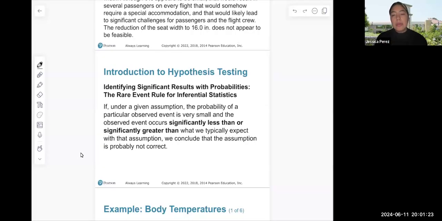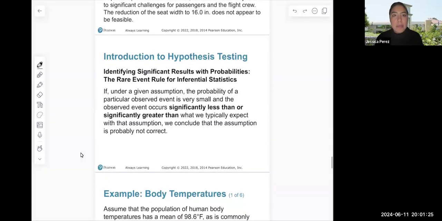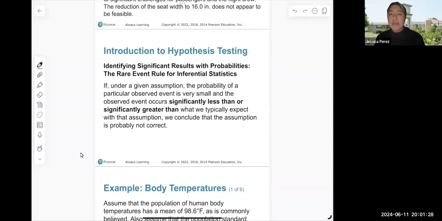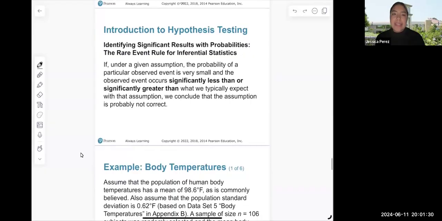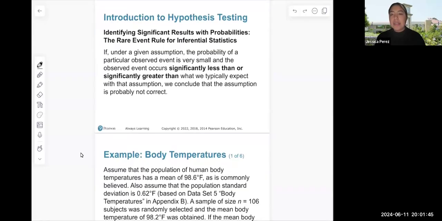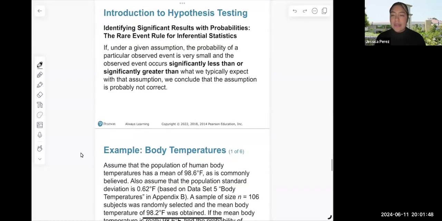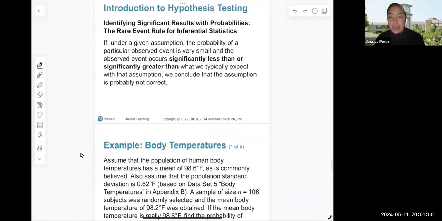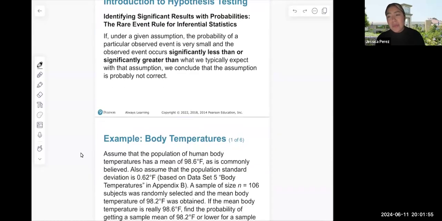All right, welcome again. We are going to talk about introduction to hypothesis testing. We're going to be identifying significant results with probability, the rare event rule for inferential statistics. So if under a given assumption, the probability of a particular observed event is very small, and the observed event occurs significantly less than or significantly greater than what is typically expected with that assumption, we conclude that the assumption is probably not correct, even though we've done a test.